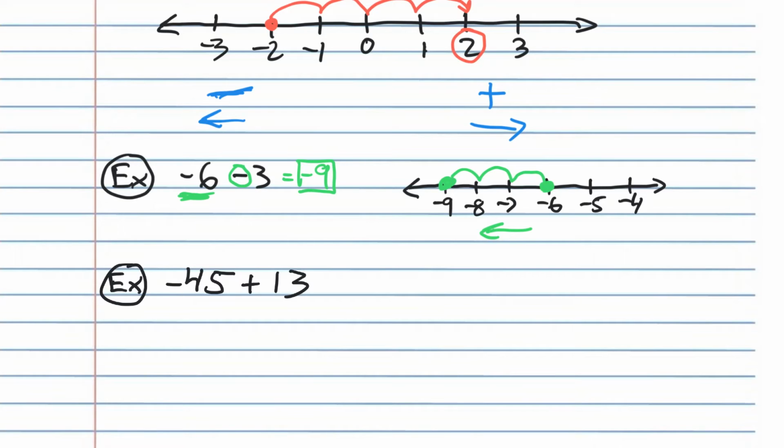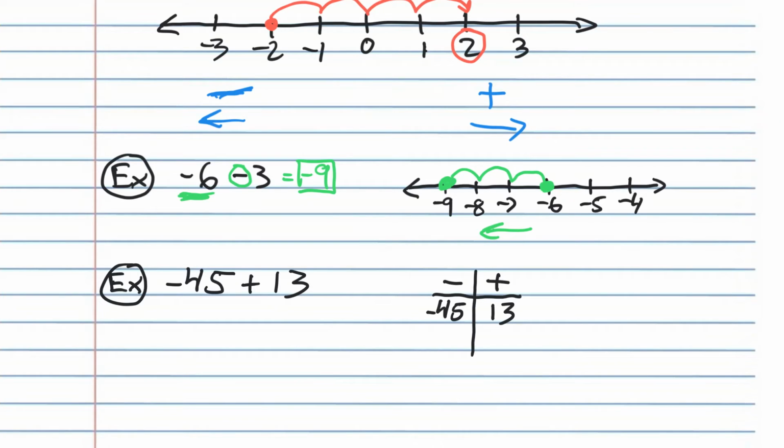Okay, so another way to visualize it is to make a table, because essentially what we're doing is we're combining two numbers, right? We're combining negative numbers and positive numbers. We have negative 45, so negative 45, and we have positive 13. Okay, now when we're combining numbers that are both positives and negatives, it's a subtraction problem essentially.